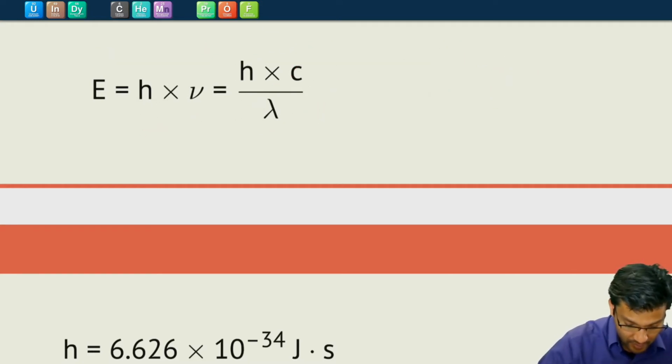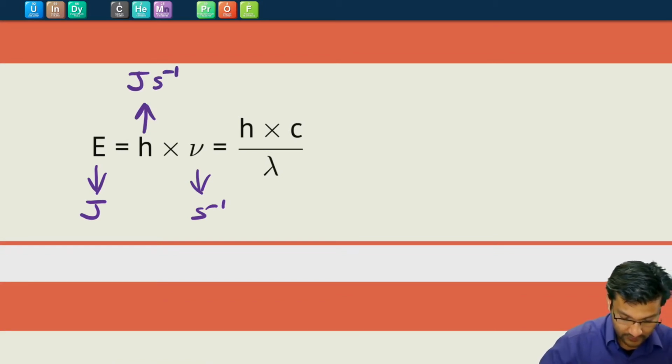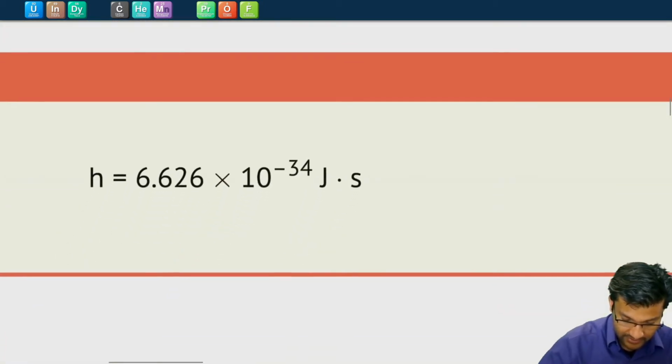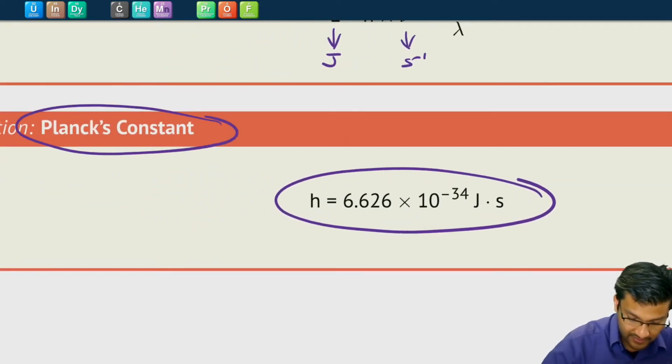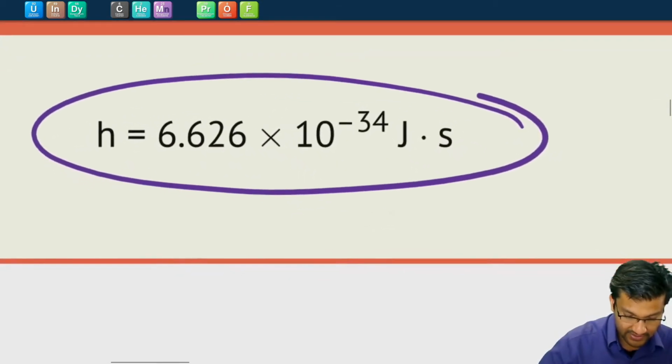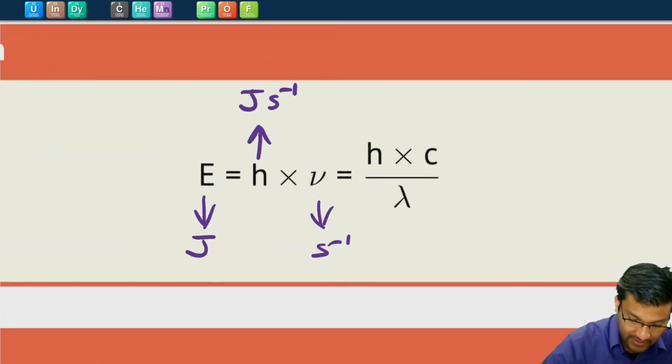We know from our previous chapter that energy is in units of joules, and frequency is in units of per second or hertz. So this means that h should have units of joules per second. And here is the value of h. H is just called Planck's constant. The value for Planck's constant is 6.626 times 10 to the minus 34 joules times seconds. Sorry, I misspoke up here. It should be joules times seconds, so that the seconds will cancel out when you multiply them, and you'll just be left with joules. There we go.